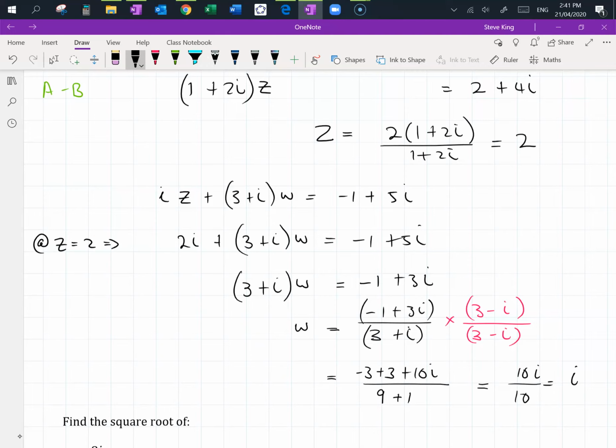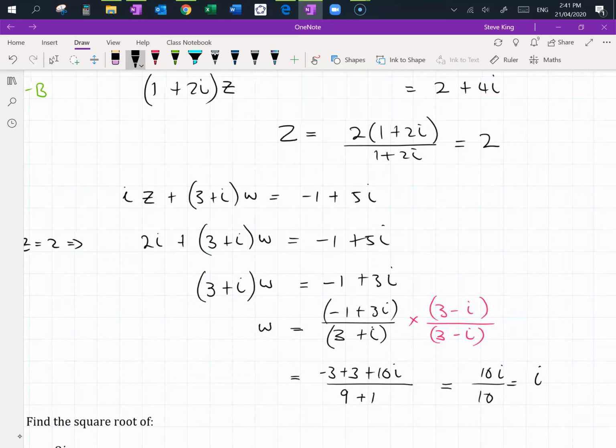And so we have the solution for W: W is equal to i. And so there are two solutions. Z is equal to 2 and W is equal to i.